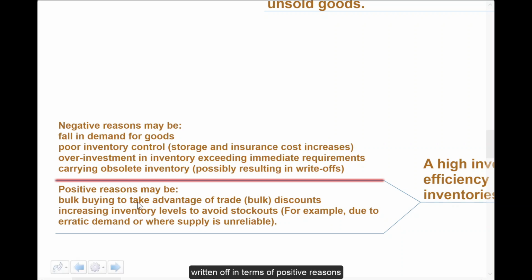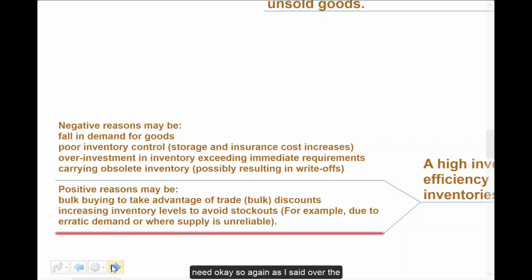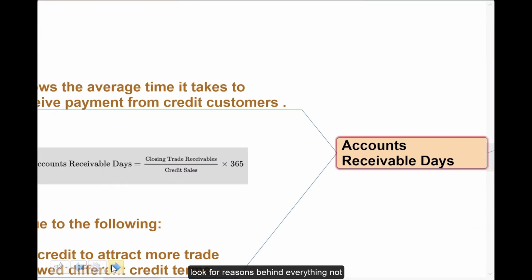In terms of positive reasons, well, as I've just touched on, maybe we're carrying a high inventory because we've bulk bought. We bought a lot to avail of trade discounts. Maybe we're worried about stock outs, i.e. the idea that we can't cope with demand because we're low on stock, so we've bought more than we think that we'll need. Okay, so again, as I said over the other side of the mind map, let's always look for reasons behind everything, not just the calculation.